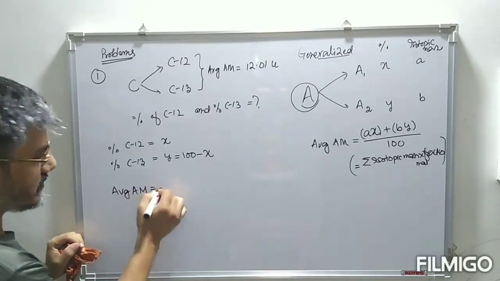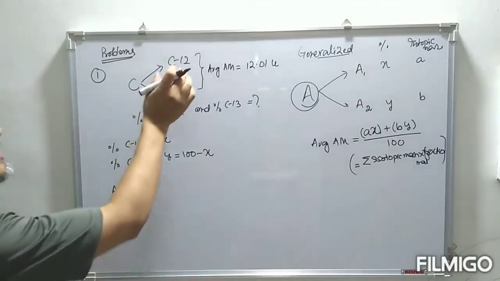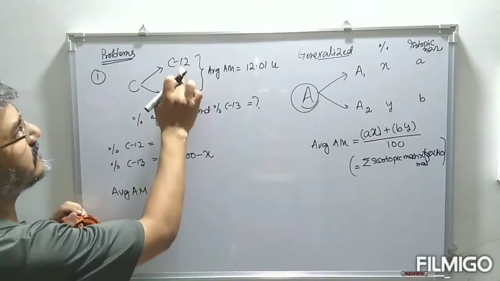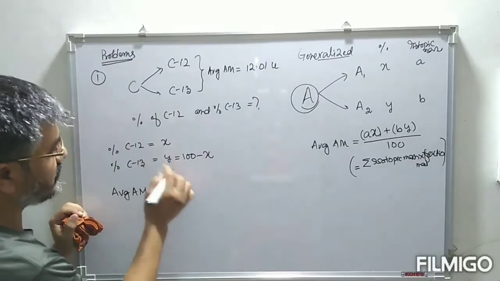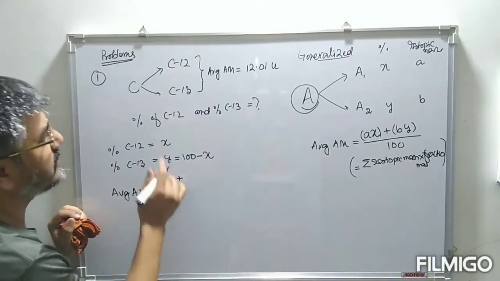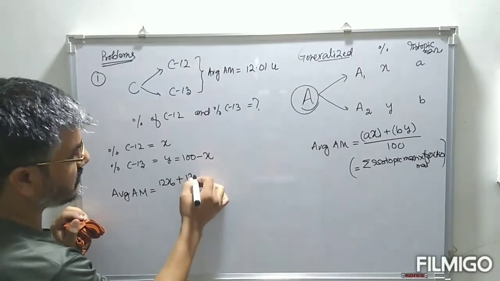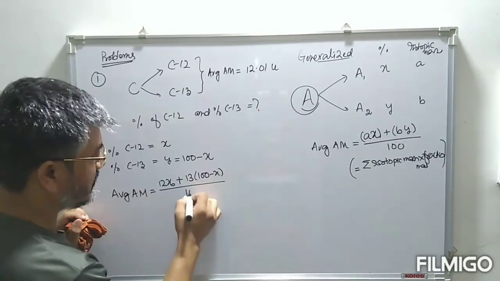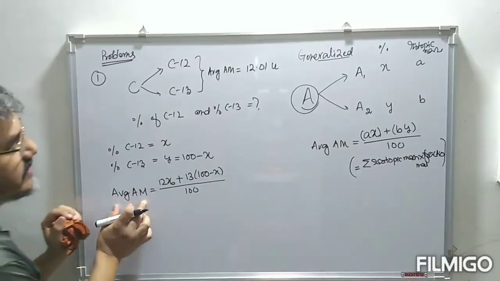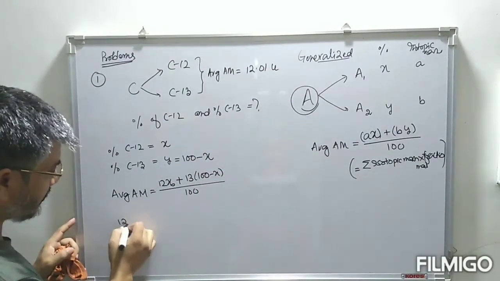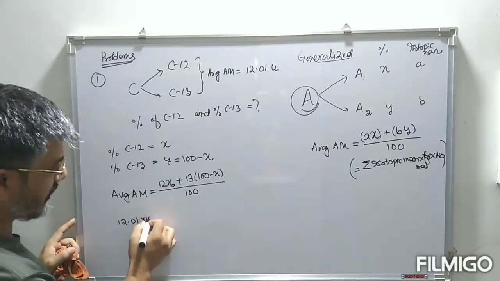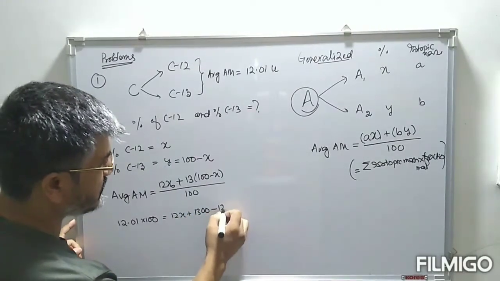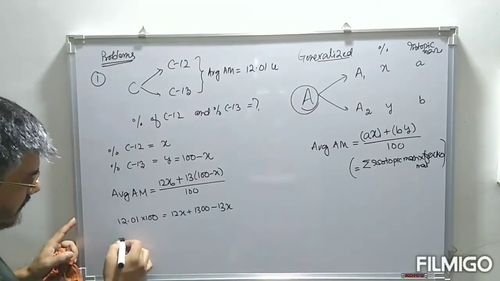Average atomic mass is the summation of the product of isotopic mass into percentage abundance. So look at this, what is carbon 12? That is isotopic mass. So 12 into its percentage X, plus 13 into its percentage, that is Y. Y is equal to 100 minus X, divided by 100. So we have given this average atomic mass as 12.01 into 100 is equal to 12x plus 1300 minus 13x.